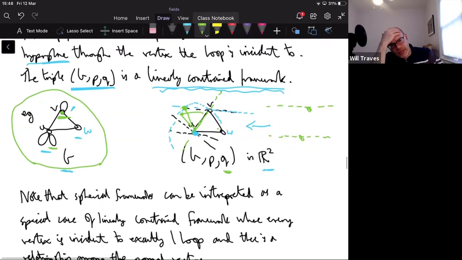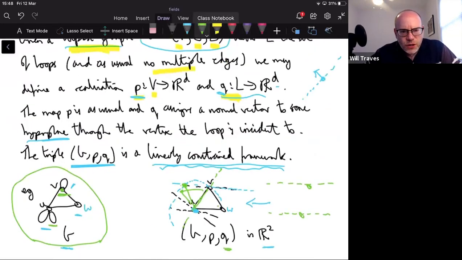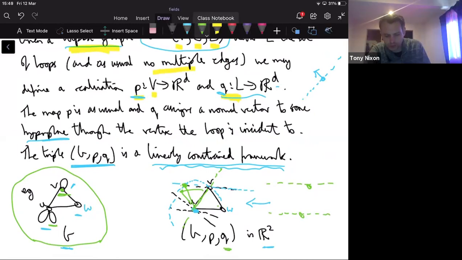Tony, could you say again what Q is? It's a map from these loops, but I don't understand what it's telling you. It's supposed to tell you that you're on this line, right? Yes, so Q assigns a normal vector to some hyperplane. So the Q really does depend on V, but L tells you that a loop in L is at some vertex of V. So it tells you a normal vector at this point.